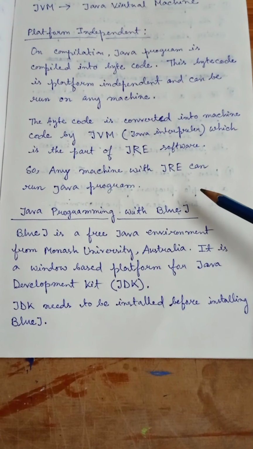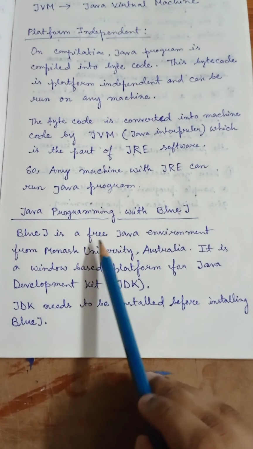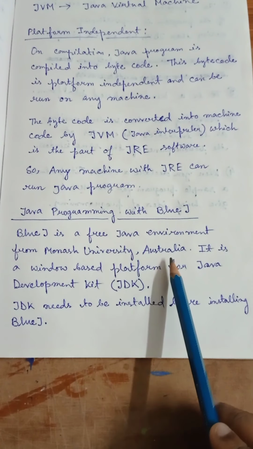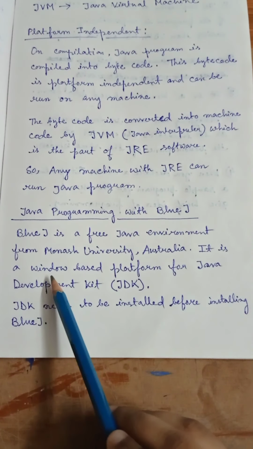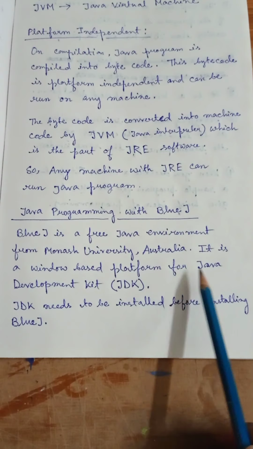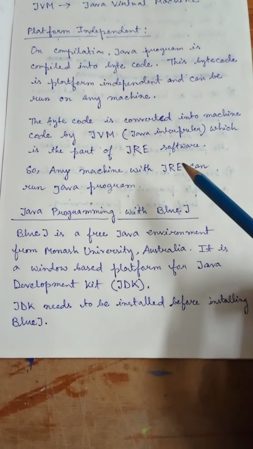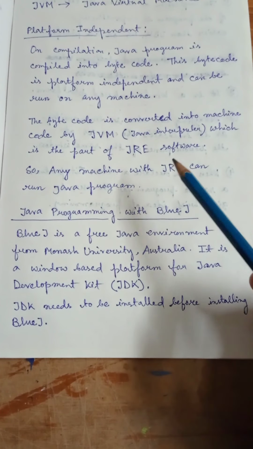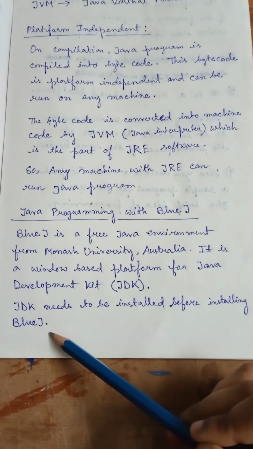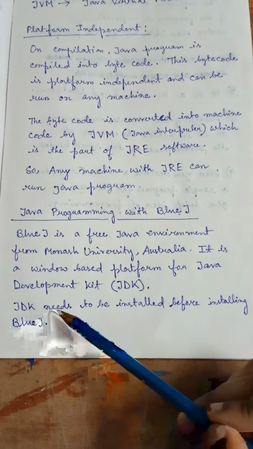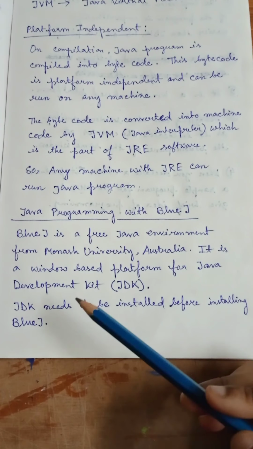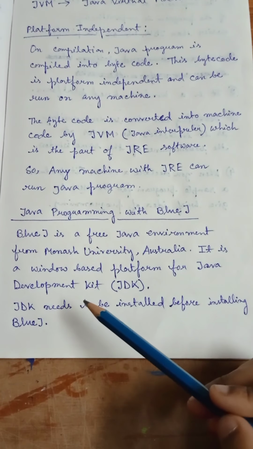Next topic is Java programming with BlueJ. BlueJ is a free Java environment from Monash University, Australia. It is a window-based platform for Java development kit. So, to develop and run a Java program, you have to install JDK and BlueJ on your computer. BlueJ is an IDE. Full form of IDE is Integrated Development Environment.